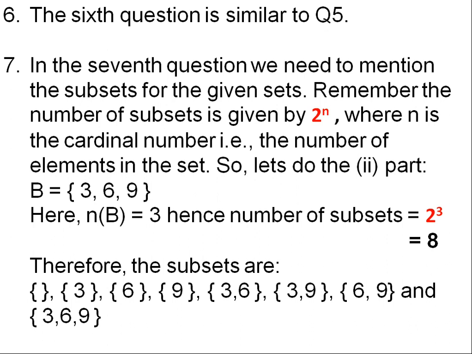Let us write them. The first one is an empty set. Like I said, an empty set is always a subset of any set. So the empty set is the first subset. Then all the elements are individually written as singleton sets. Then taking 2 elements at a time, we have 3, 6; 3, 9; 6, 9; and finally all the 3 elements taken together. So if you count the subsets that we have got, they are exactly 8 in number. Hence, this is the answer for question number 7, second part.